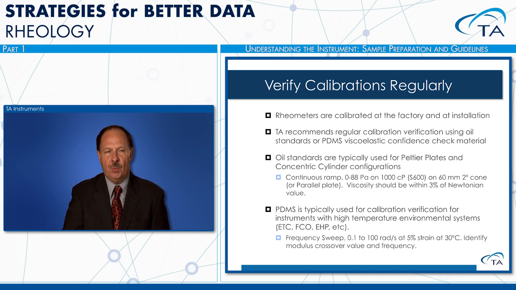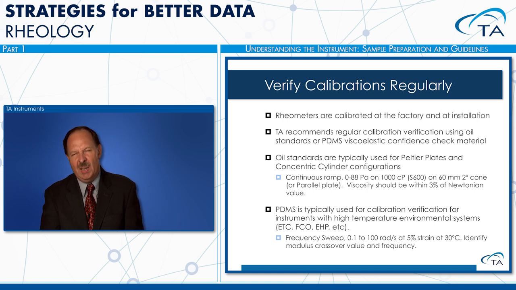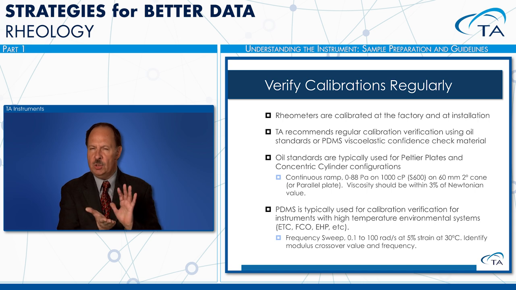Here we give a procedure where we say go from 0 to 88 pascals on a material like S600. Here we're talking about a 60 millimeter, 2-degree cone. You can use a plate as well. The typical run time here would be 3 minutes, but you could make it longer than that if you want. What you would do then is plot the shear stress versus the shear rate and use our software to calculate the slope of that line. The slope of that line will be the viscosity of the material. That should agree to within 3% of the value that you would see printed on the jar.